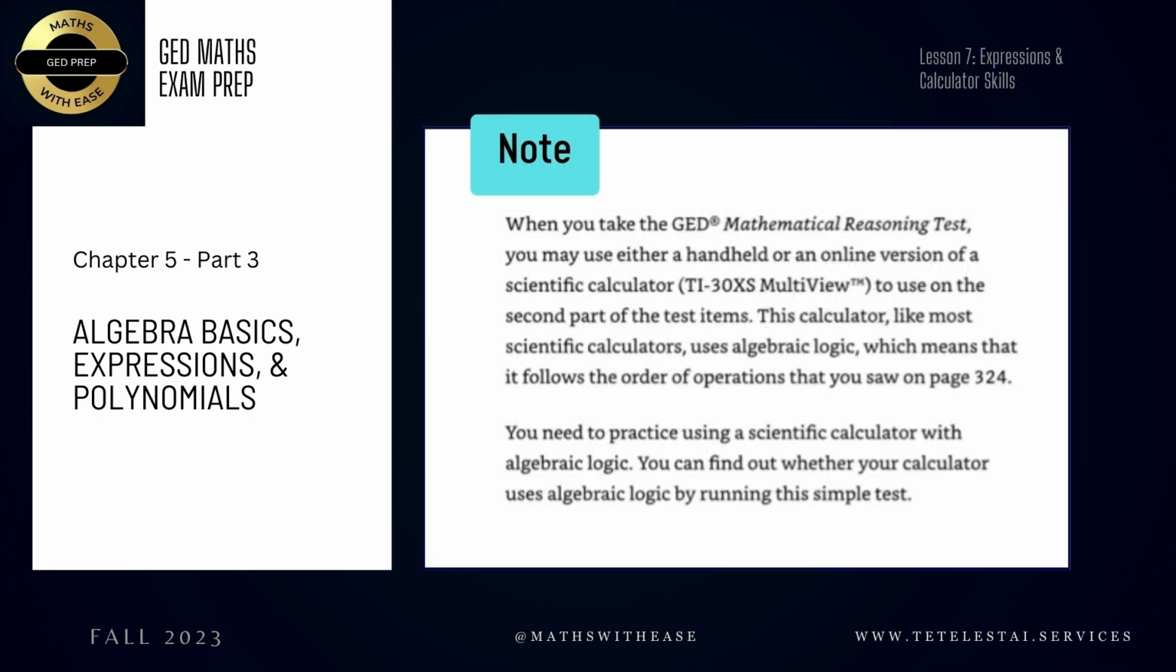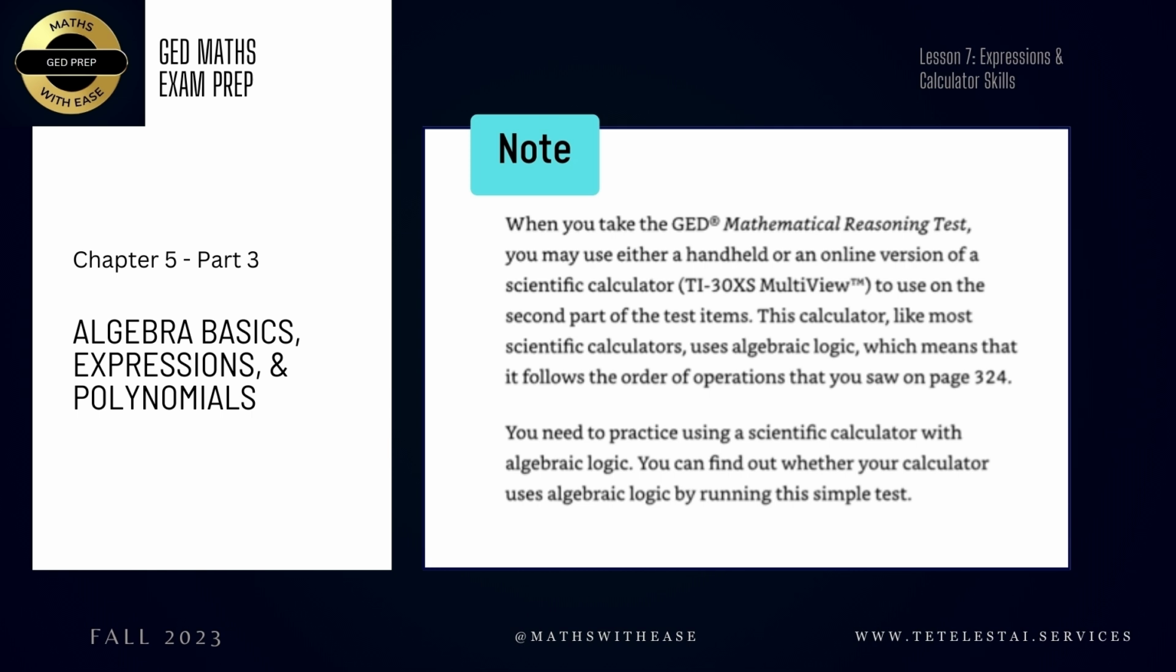When you take the test, you may either use your handheld or the online version of the TI-30XS MultiView, and you'll be given this to use on the second part. This calculator, like most scientific calculators, uses algebraic logic, which means that it follows the order of operations that we discussed last class. So you'll only be allowed to use your calculator on the second part of the test. You need to practice using a scientific calculator with algebraic logic.